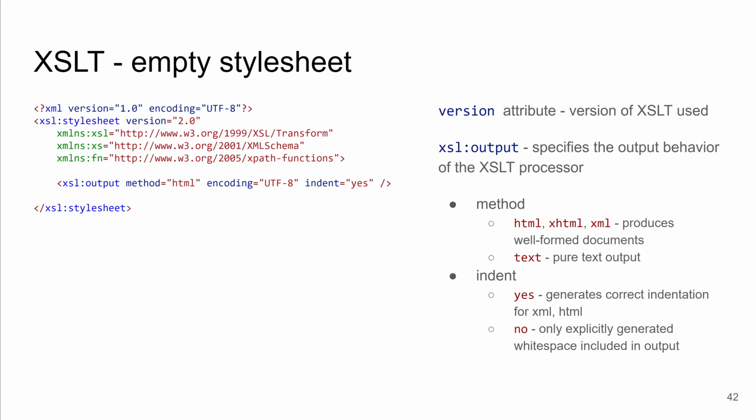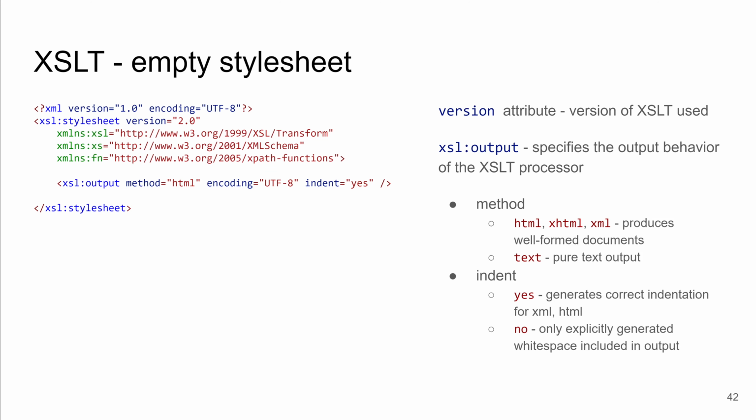So the first attribute, the method, specifies that the output will be HTML. The other possible values are XHTML and XML. These three basically mean that the XSLT processor makes sure that the output is formatted and that it is a valid document in that language. Then the encoding specifies the encoding used for the output. So for our purposes, it will be UTF-8.